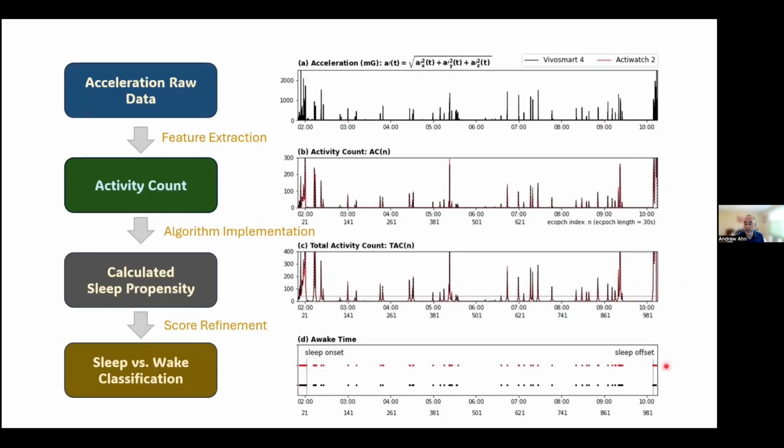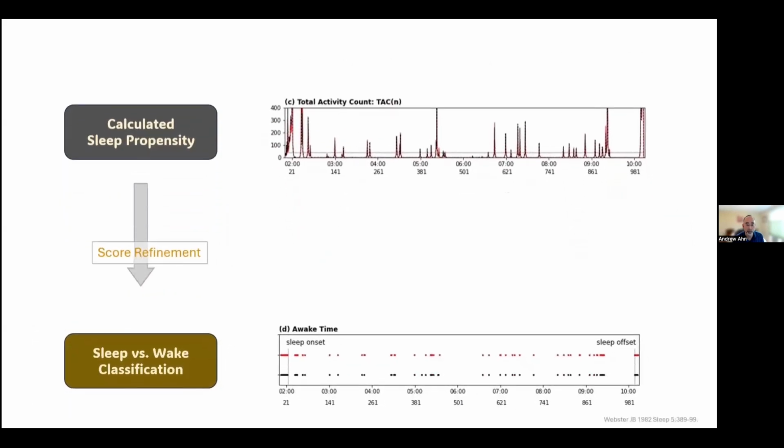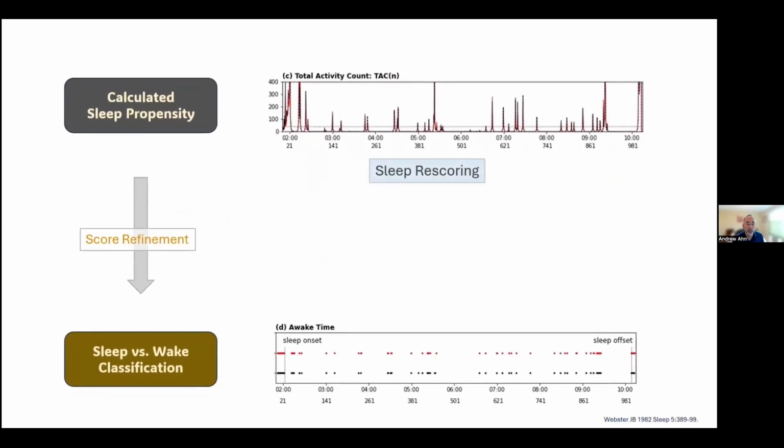Now, the final step of transformation is the score refinement stage, where the calculated sleep propensity is modified further to arrive at a more physiologically plausible sleep-wake pattern. This was first proposed by Webster in 1982. And this step addresses a specific challenge in actigraphy, which is the misclassification of quiet wakefulness as sleep. This typically occurs in 2 key scenarios.